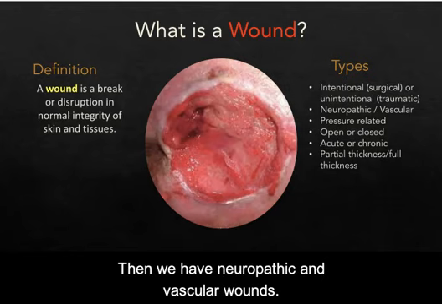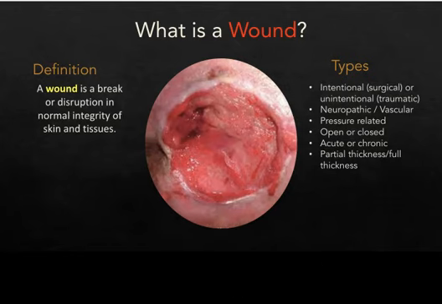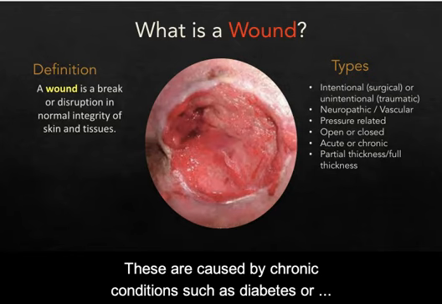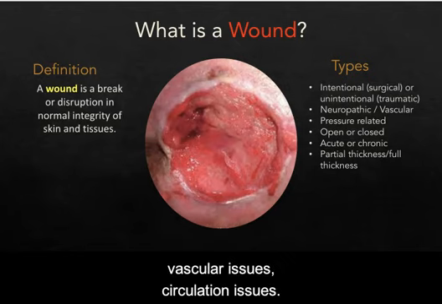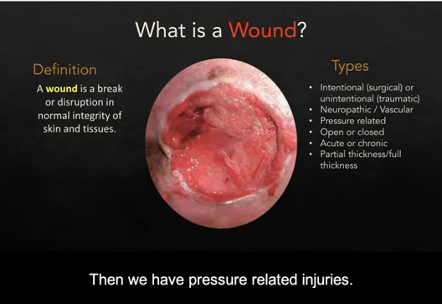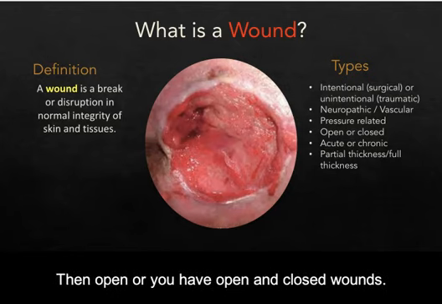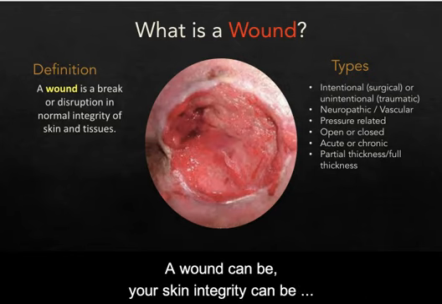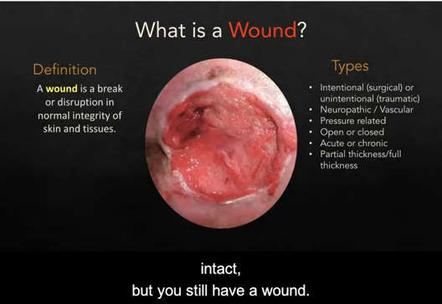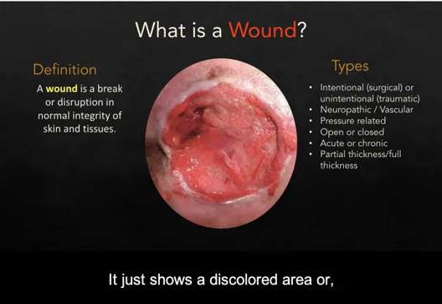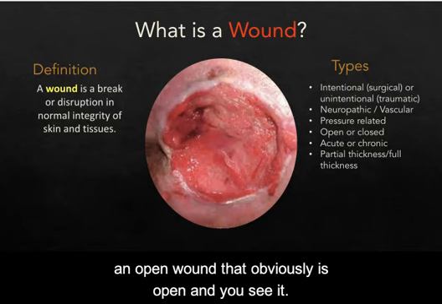Then you have neuropathic and vascular wounds. These are caused by chronic conditions such as diabetes or vascular issues, circulation issues. Then we have pressure-related injuries. Then open and closed wounds. Your skin integrity can be intact, but you still have a wound. It just shows a discolored area. Or you can have an open wound that obviously is open and you see it.